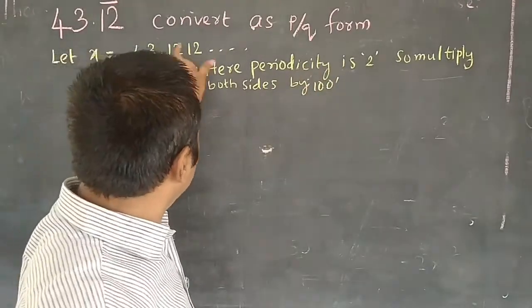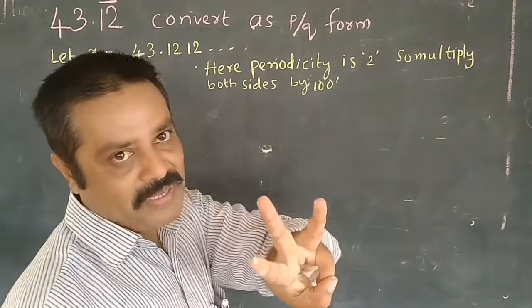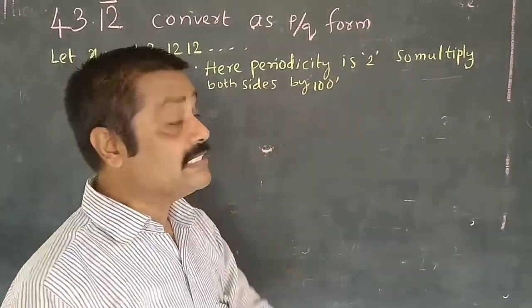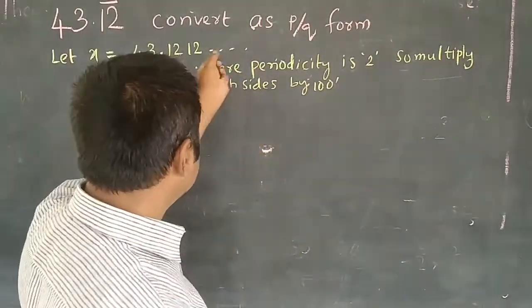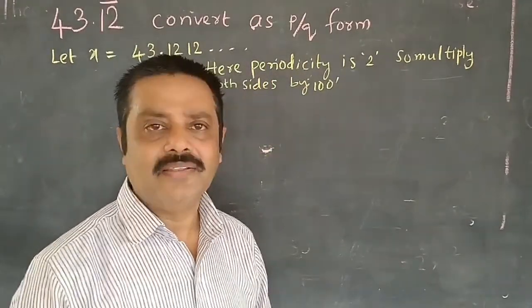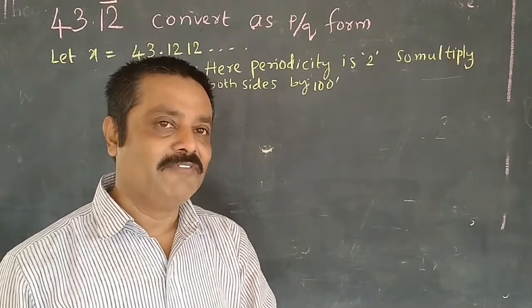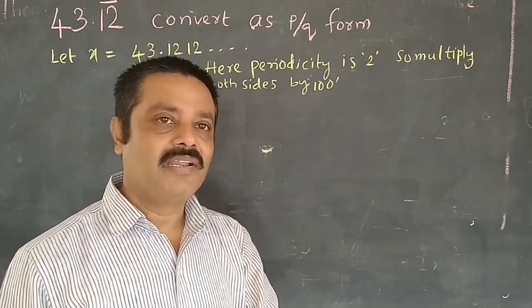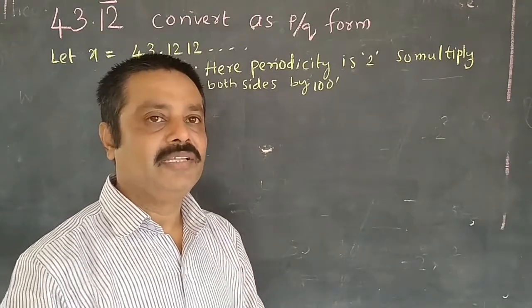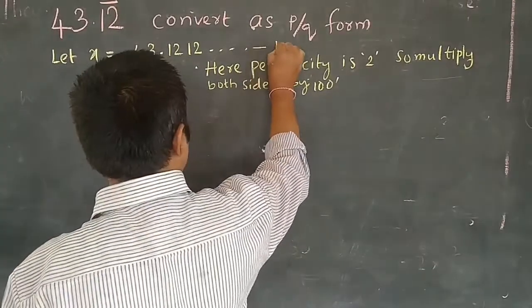For example, if three numbers are repeating, 1 2 3 1 2 3 1 2 3, like that, then 3 is the periodicity. So multiply both sides with 1000. If only one number is repeating, 2 2 2 2, like that, then periodicity is 1. So multiply both sides with 10. Okay, periodicity 1 means 10, periodicity 2 means 100, periodicity 3 means 1000. Like that you increase it. Have you understood, children?